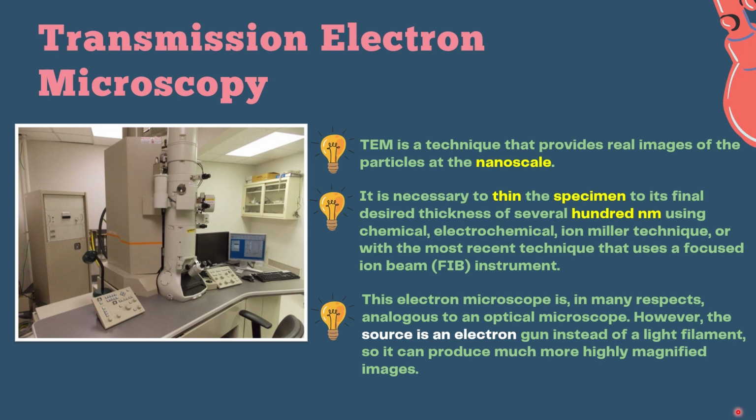This electron microscope is, in many respects, analogous to an optical microscope. However, the source is an electron gun instead of a light filament, so it can produce much more highly magnified images.